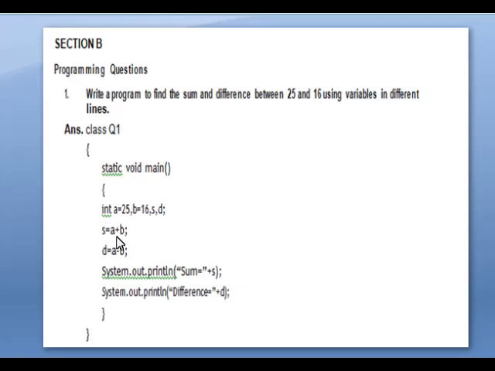s equal to a plus b. We are adding these two values 25 and 16 here. d equal to a minus b, that is 25 minus 16. System.out.println of "sum equal to". If you are writing anything inside this double quote, it will be displayed as it is in your terminal window.